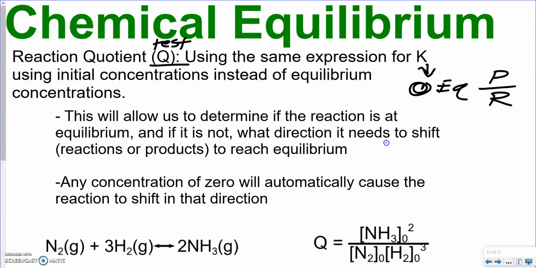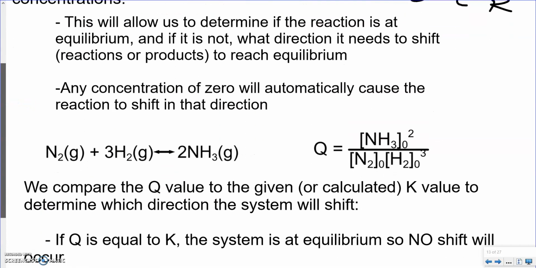to reach equilibrium. Okay? And then, of course, any concentration that is zero, so let's say if I had 0 nitrogen or 0 hydrogen, we would know that there never can be 0 at equilibrium. It would have to shift in that direction. And if I had 0 ammonia, it would have to shift in that direction. So 0 automatically tells us what direction something is shifting, which is going to become very important as we progress through this. But we can use Q when there's not a 0 to determine which direction we are going to be shifting. Okay, so let's talk about that.